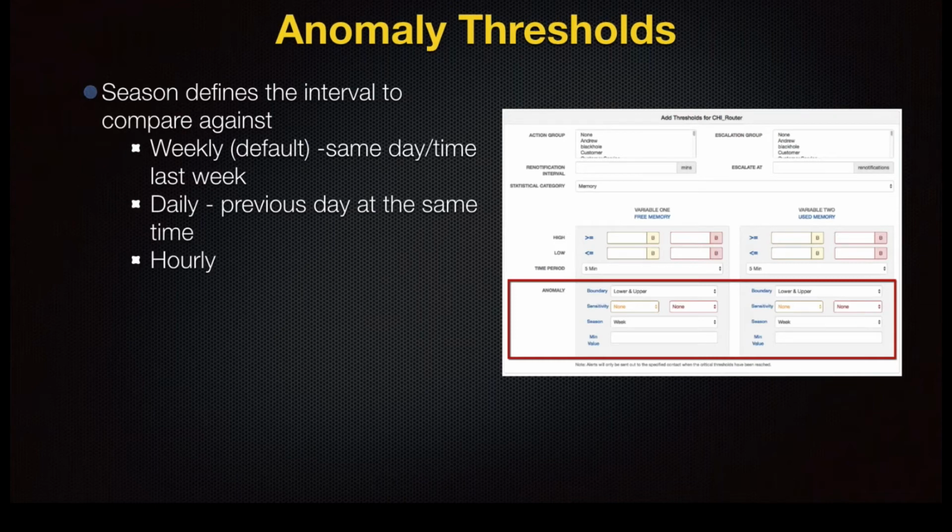And I can also do it hourly. So if I've got a statistic that's supposed to be very, very stable, and it's running 24/7, and I want to get notified right away if it starts to change, the hourly gives you the fastest baseline to build, and it will notify the quickest when something changes.